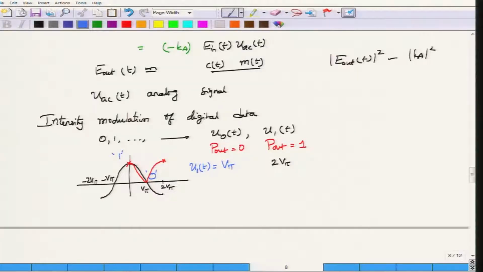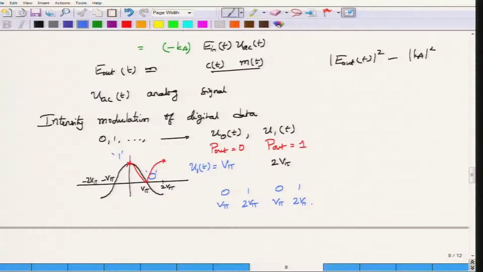So, if I have a sequence of 0 1 0 1, then this sequence has to be converted into the appropriate u0 of t and u1 of t. What would that conversion be? You send v pi, when you get 1 you send 2 v pi, you send v pi, you send 2 v pi.